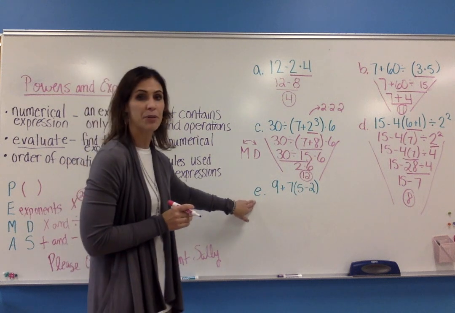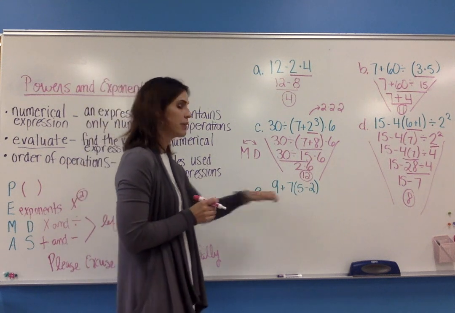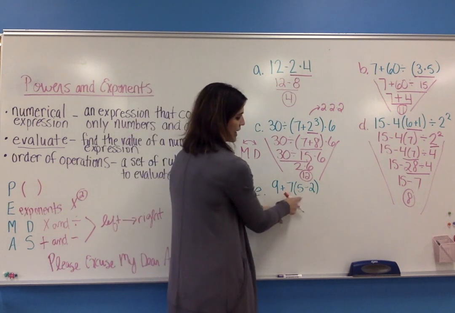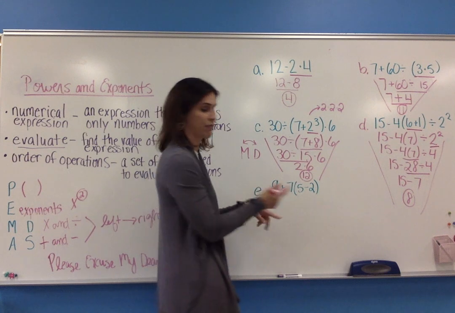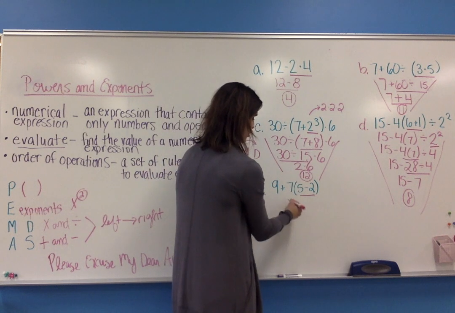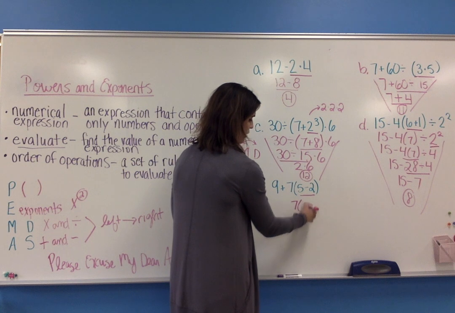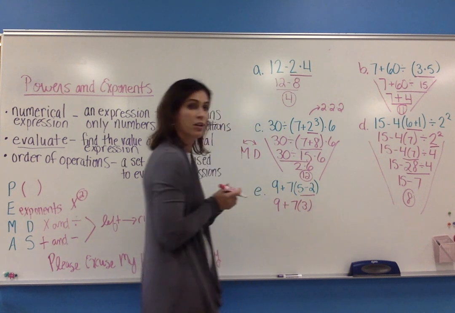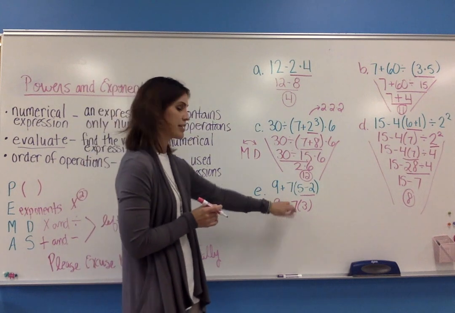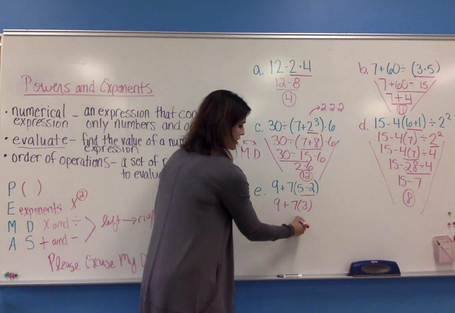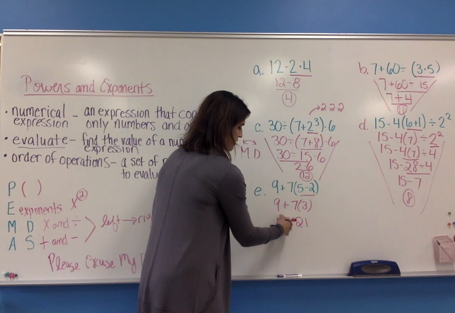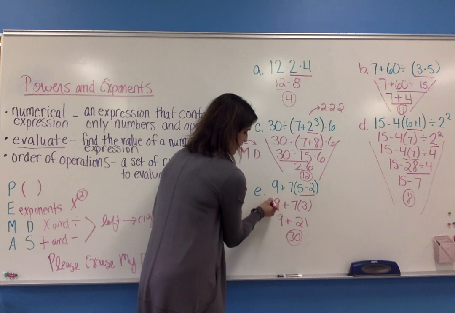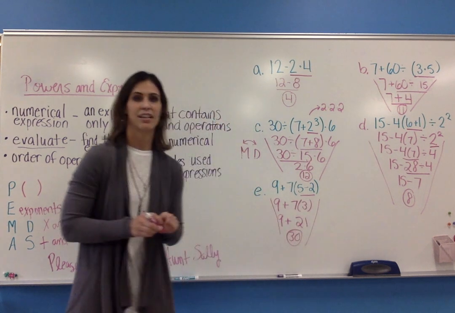Our final example is example E. 9 plus 7 times the quantity 5 minus 2. Again, I have an operation inside of the parentheses. 5 minus 2 is 3. So that's going to be 7 times 3. And then I'm going to recopy the problem. So I have 9 plus 7 times 3. 7 times 3 is 21. 9 plus 21 is 30. So the value of this expression is 30.